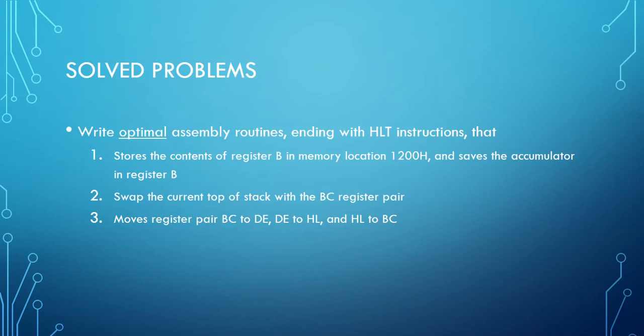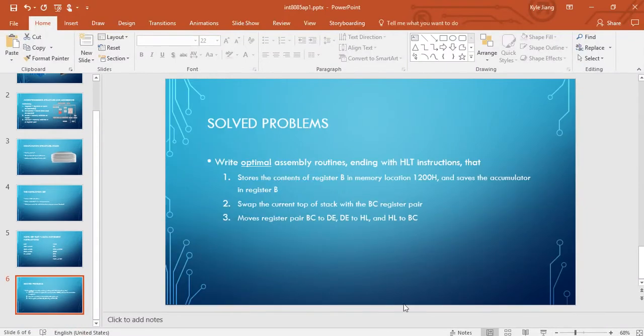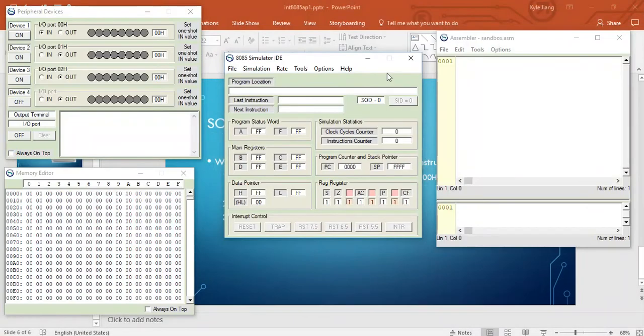So now with that, we're going to do some sample programs to demonstrate some of these data movement instructions. All of these can be written just with the data movement instructions. We're going to write optimal assembly routines, which end with halt instructions, that do the following three items. What I mean by optimal is that it takes up minimal memory and a small amount of time to execute. Okay, so let's go ahead and try the first one out.